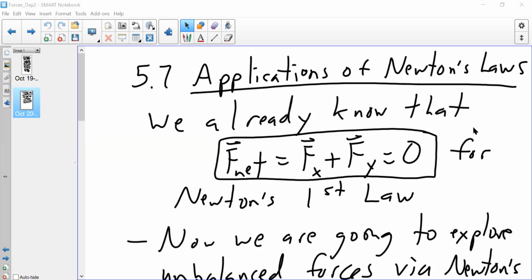So for those who couldn't see, 5.7 applications of Newton's laws. We already know that the net force is equal to 0. The net force in any system is the combination, or the sum, of all forces in the x and y directions, the horizontal and vertical directions, for Newton's first law.